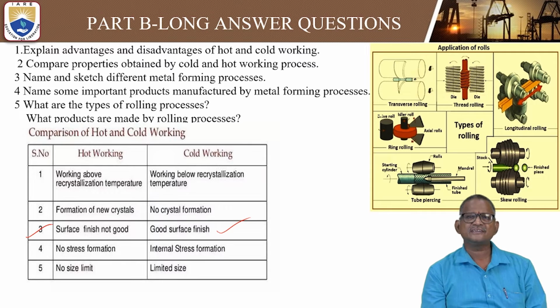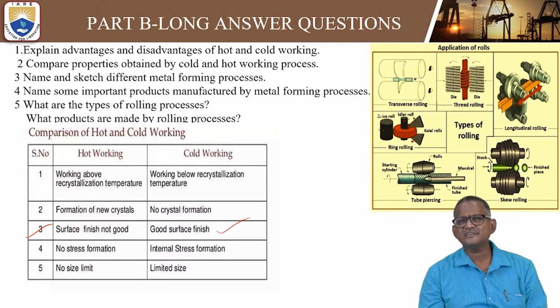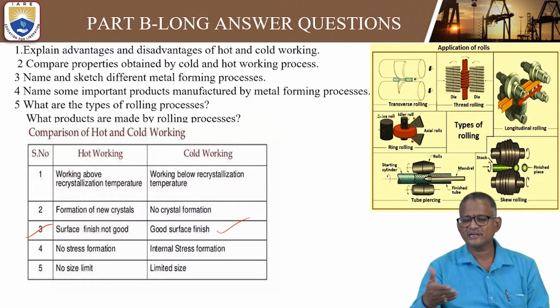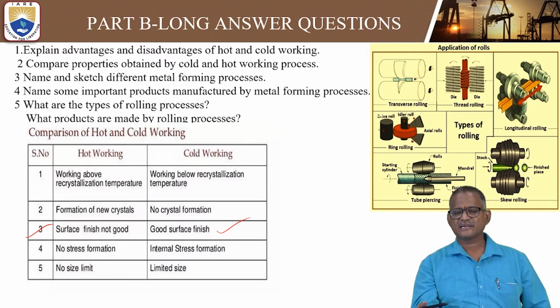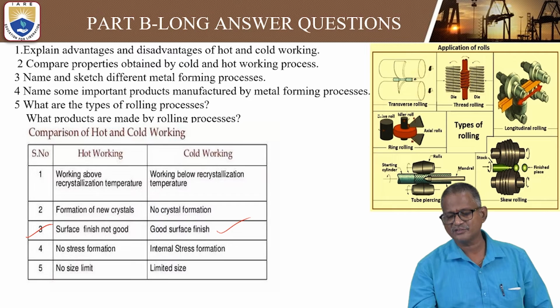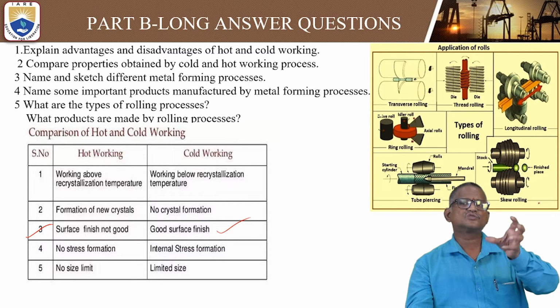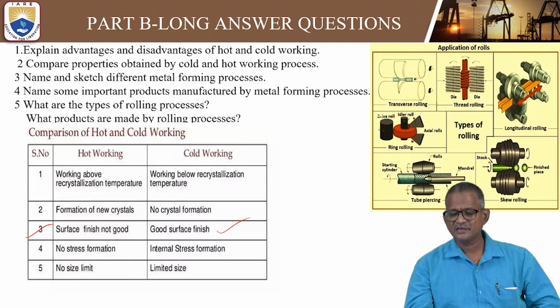Let us see some different types of rolls. What products are made by the rolling process? Look at this three-dimensional diagram. These are the different types of rolling mills. This is longitudinal rolling and this is screw rolling. Whenever it is a screw-type application, it is screw rolling and tube rolling.